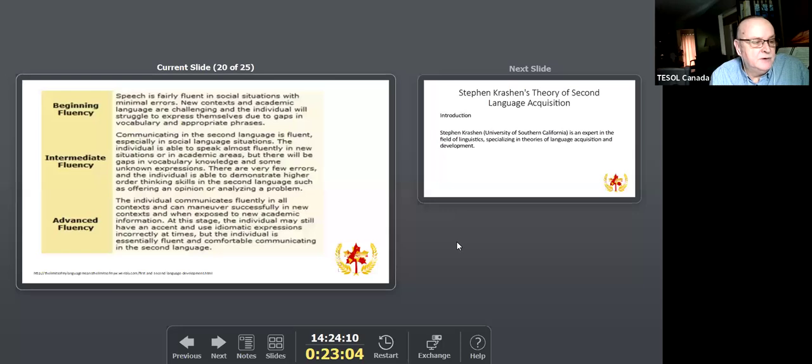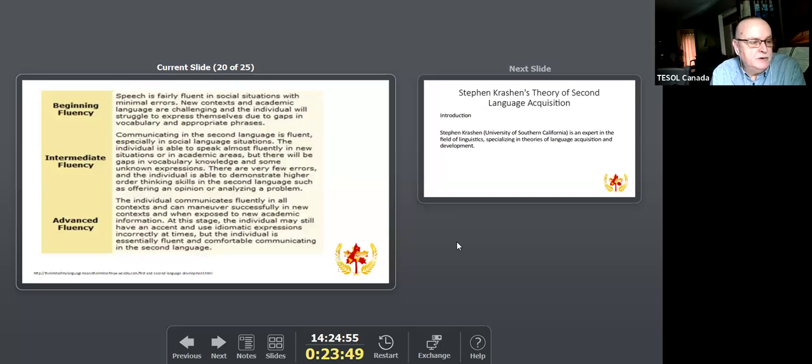The intermediate fluency stage is communicating in the second language as fluent, especially in social language situations. The individual is able to speak almost fluently in new situations or in academic areas, but there will be gaps in vocabulary, knowledge, and some unknown expressions. There are very few errors now, and the individual is able to demonstrate higher order thinking skills in the second language, such as offering an opinion or analyzing a problem.